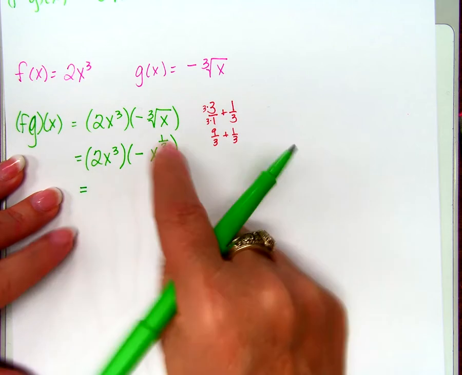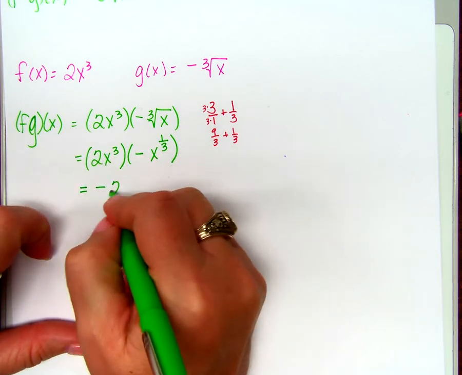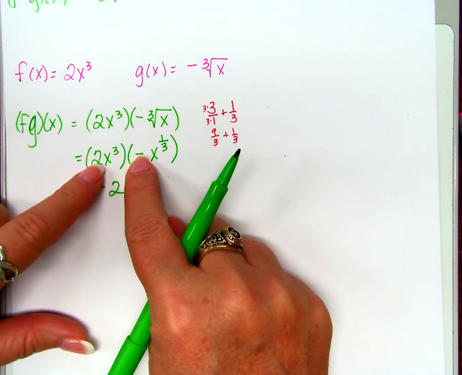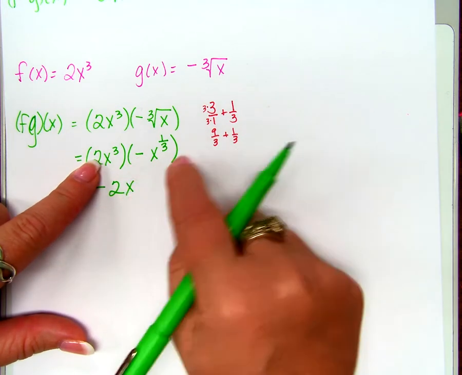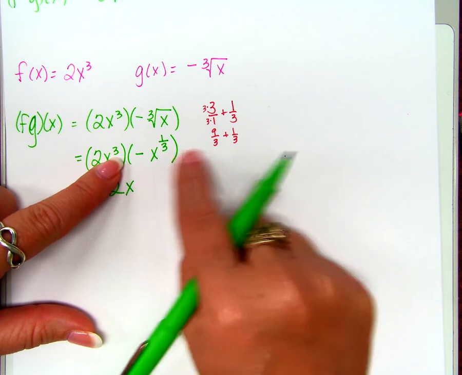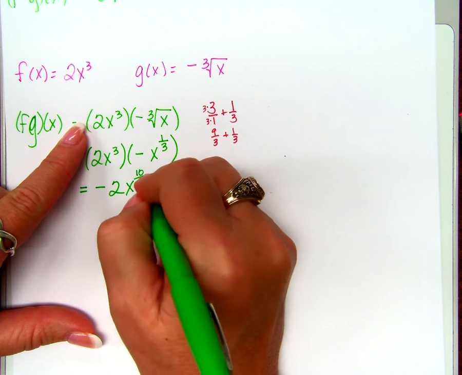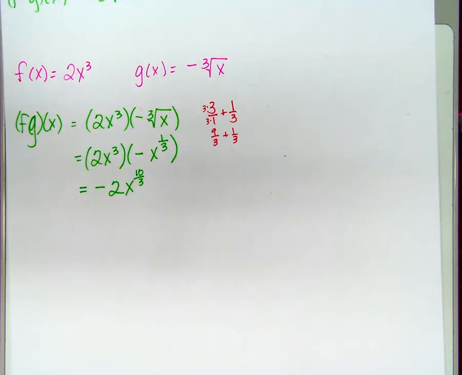So let's come back to this problem now. If I'm multiplying, I actually get -2, that from the negative, that from the 2, and then I get an x. Right? That's my base. What do I do with the exponents? Add them. What is 9/3 and 1/3? x to the 10/3. Done. Yes or no? You good?